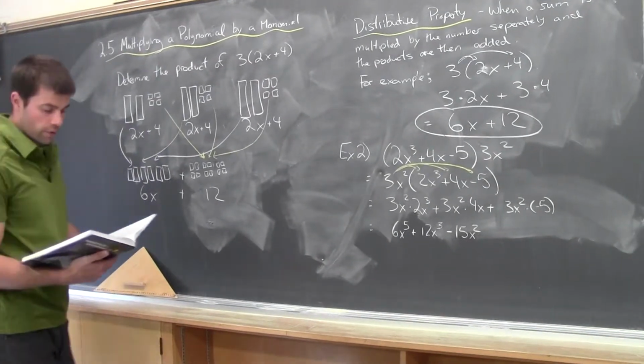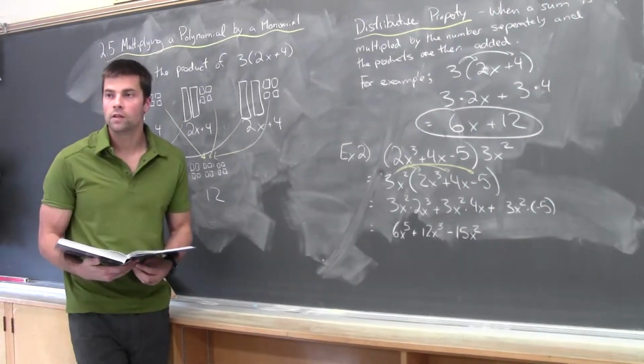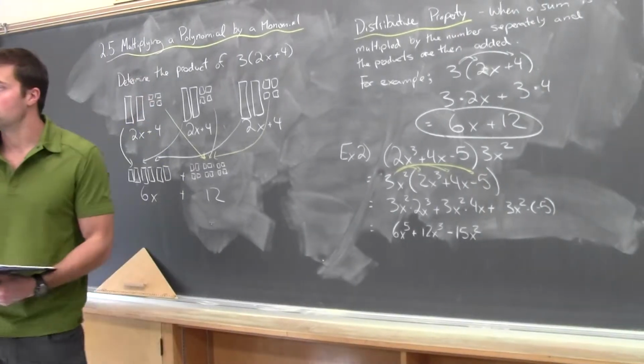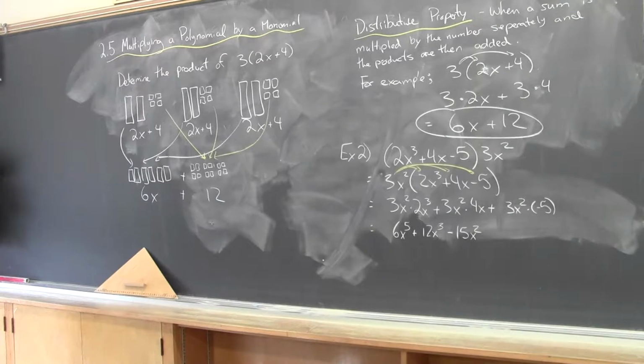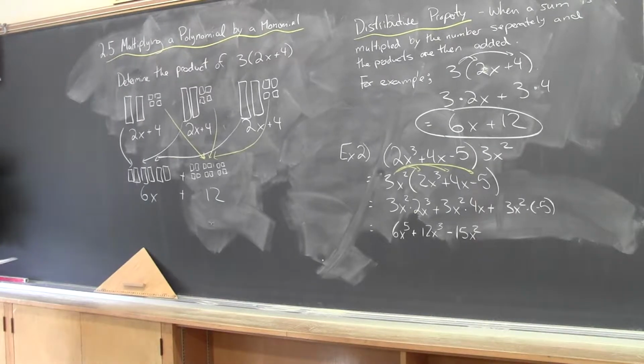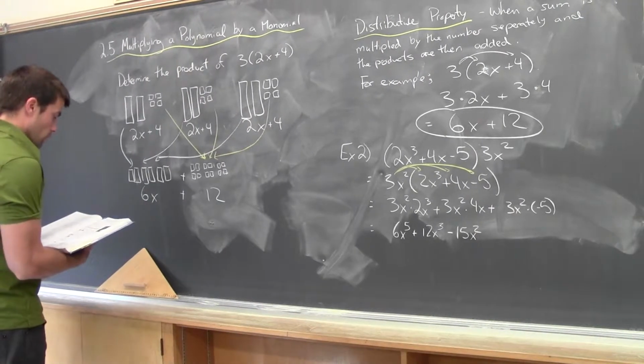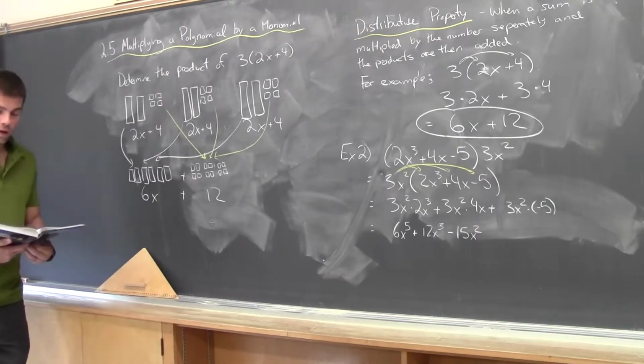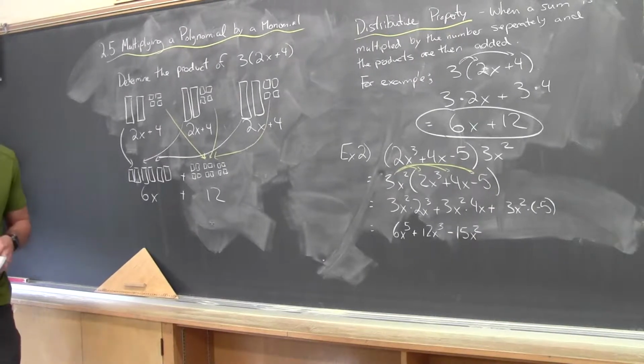Okay, this is section 2.5 in your textbook, page 113. Have your notebook out, your textbook out as well. Turn to page 113. Okay, we're learning about multiplying a polynomial by a monomial.